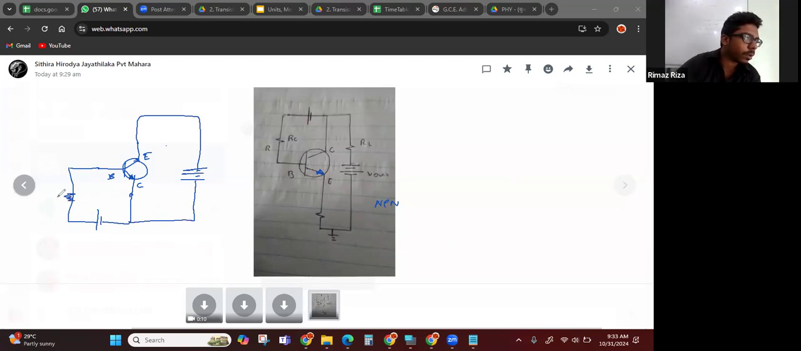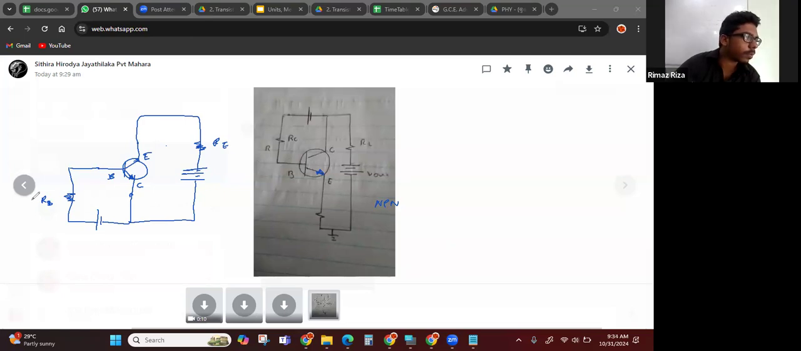And here the resistance RB, and here the resistance RE. You can, if you want, mark the resistance here also, that's totally fine. And then the currents we have marked.